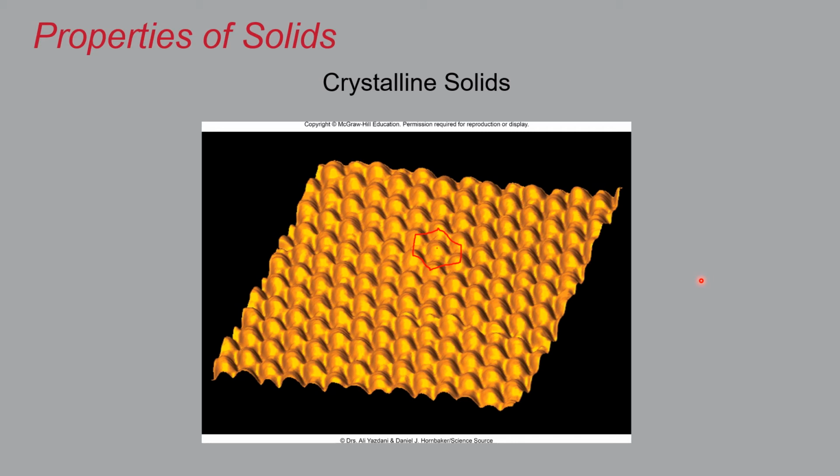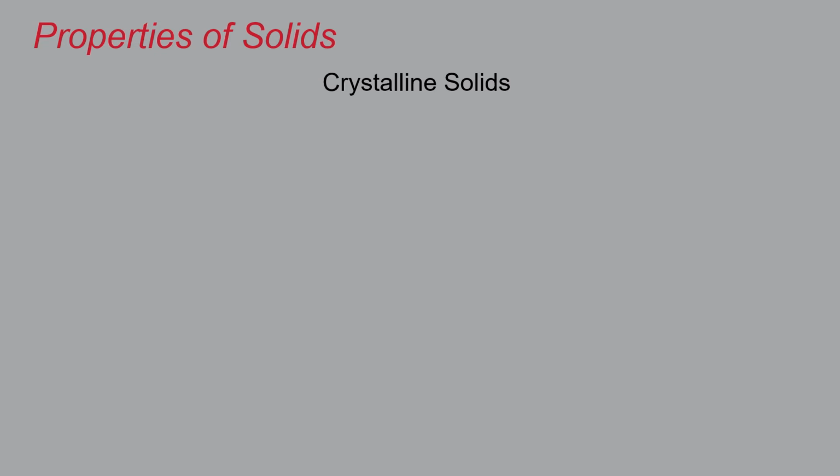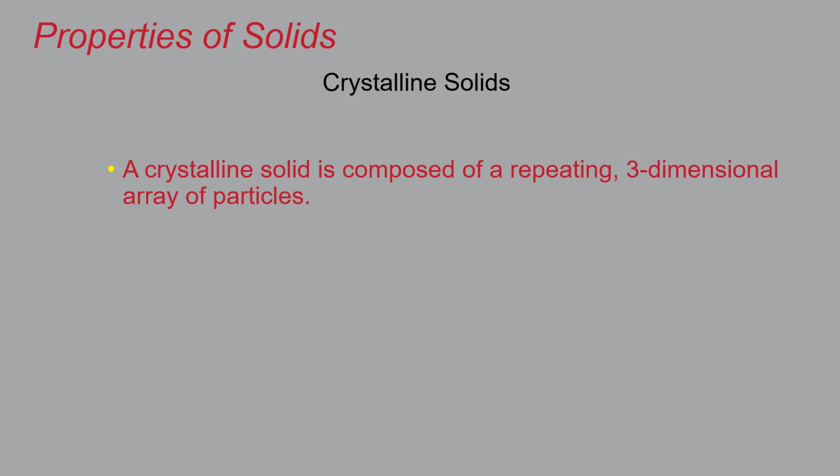But the other thing I want you to get out from there is clearly that there is a very, very regular order to this entire piece of stuff. So crystalline solids are composed of a repeating three-dimensional array of particles. And that array has a name. I think we've actually talked about it in class before. It's called a lattice or a crystal lattice.